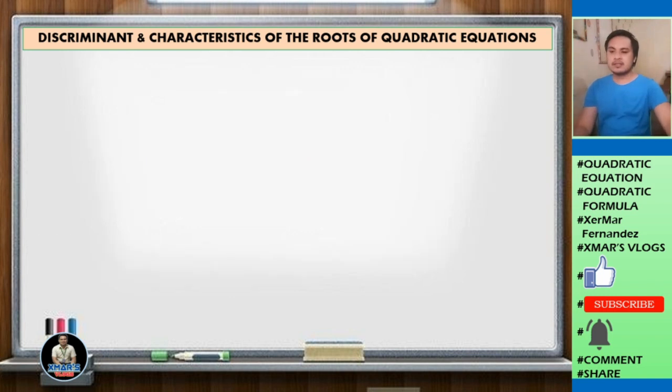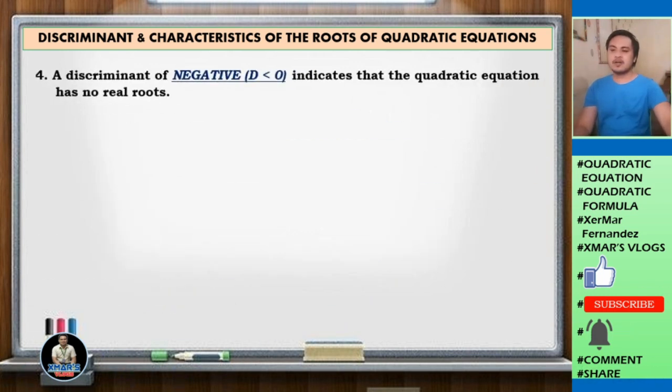Next, number 4. A negative discriminant, or d is less than 0, indicates that the quadratic equation has no real roots. Here we can have imaginary solutions or roots to our quadratic equation.